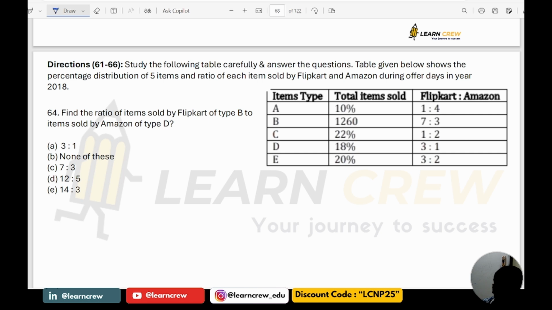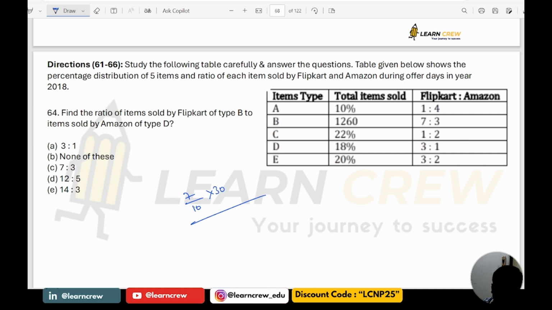Next question. Find the ratio of items sold by Flipkart. Items sold by Flipkart of type B, how much? It is 7 by 10. 7 by 10 of 30.